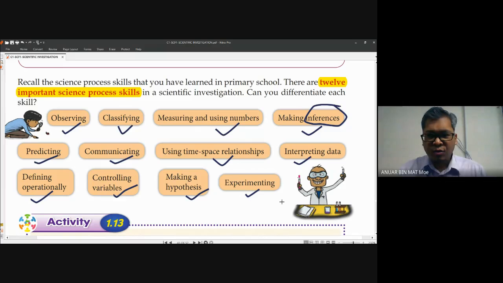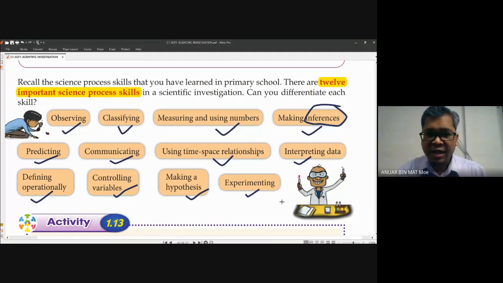Do you need to remember this? Maybe no need to remember this. This is just for your understanding only. These are the 12 important science process skills. In order to get the information, in order to get the answer, you need to have this process, the science process skills.